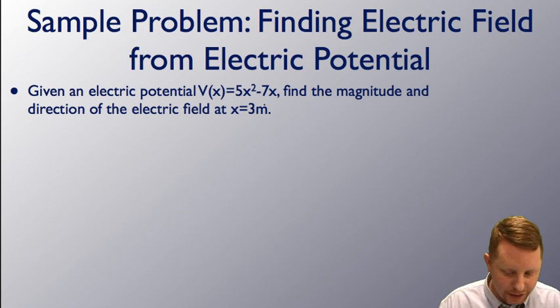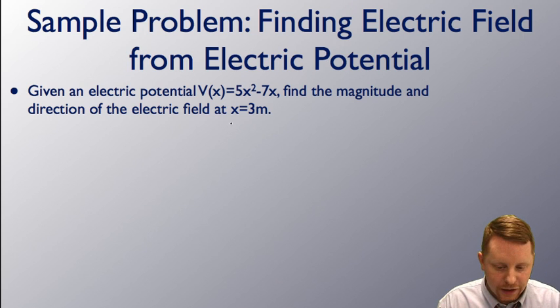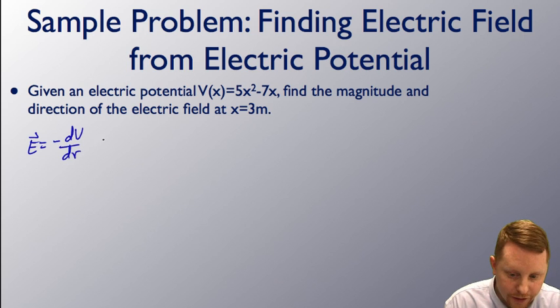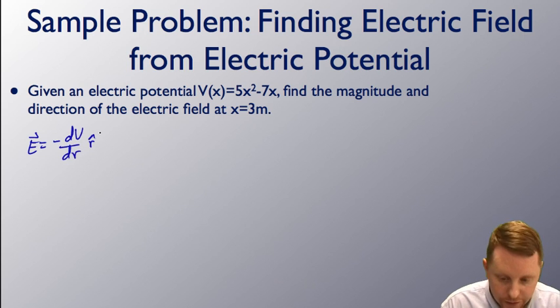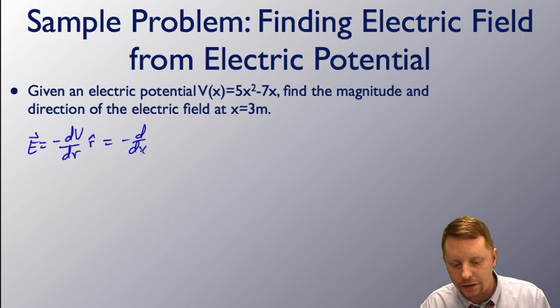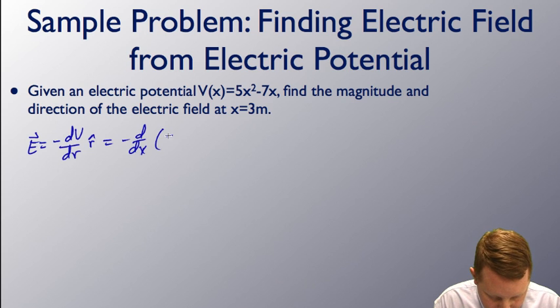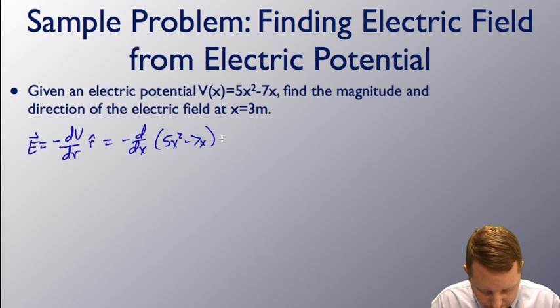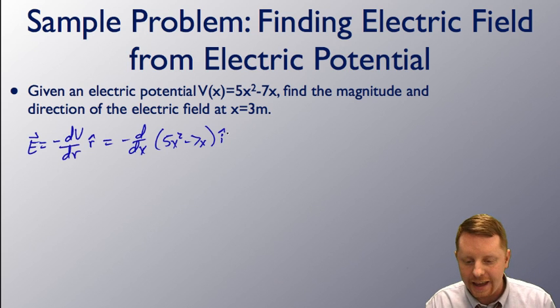Well, the first thing I'm going to do here is write down my relationship. The electric field is equal to minus dV dr in the direction of r hat. And in our case, that's going to be minus the derivative with respect to x, because this is a linear function, of 5x squared minus 7x in the direction of r hat, or in this case, that's just i hat.